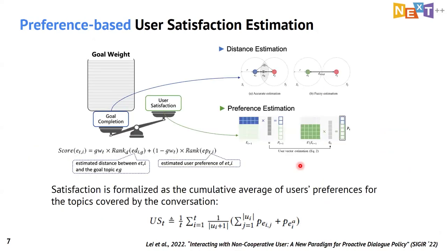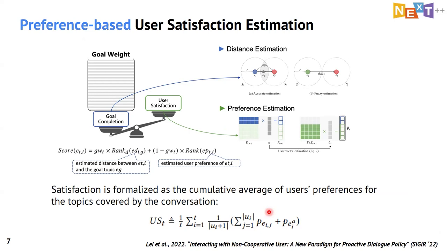And another type of user satisfaction estimation is based on the user preference, which is commonly adopted in chit-chat or some topic-aware open domain dialogue or also some conversational recommendation. So for example, in this CIKM paper in 2022, the authors formalized the satisfaction as the cumulative average of users' preferences for the topics covered by the conversation. And as for this type of approach, we can see that they may rely heavily on the availability of the user preference. So if the user preferences are not available, it becomes impractical to use this type of approach to simulate the user satisfaction.